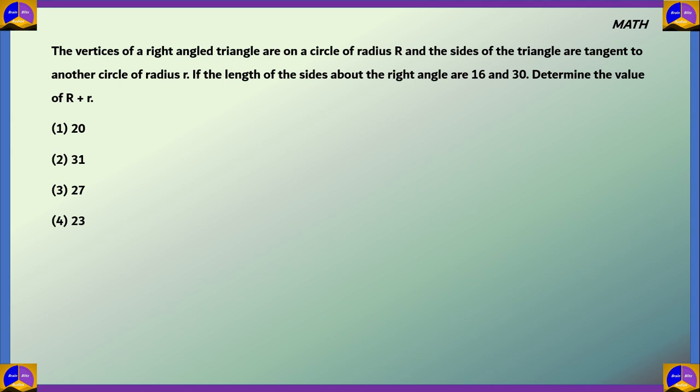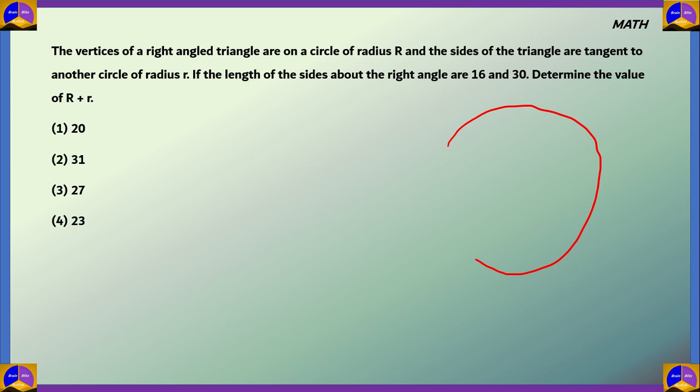Now, last question on mathematics. The vertices of a right angle triangle are on a circle of radius capital R, and the sides of the triangle are tangent to another circle of radius small r. If the length of the sides about the right angle are 16 and 30, determine the value of capital R plus small r. Now for this, we need to draw the figure, understand the figure.